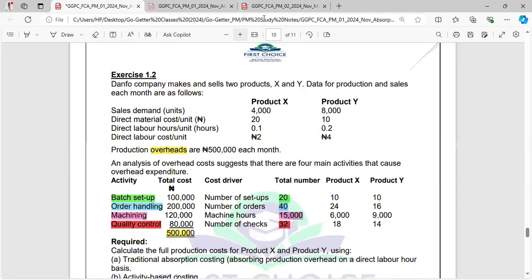Now, it means that for product X, for setup, product X brought 10, product Y brought 10. For order handling, product X brought 24, product Y brought 16. When you add them together, it gives you 40. The same thing with machining, product X is 6,000, product Y 9,000. Then for number of checks, 18 plus 14 will give us 32.